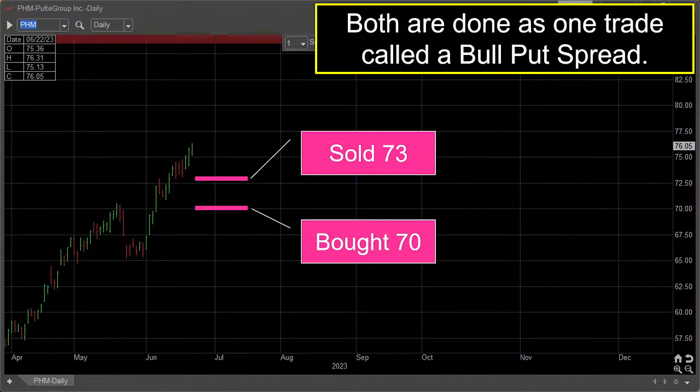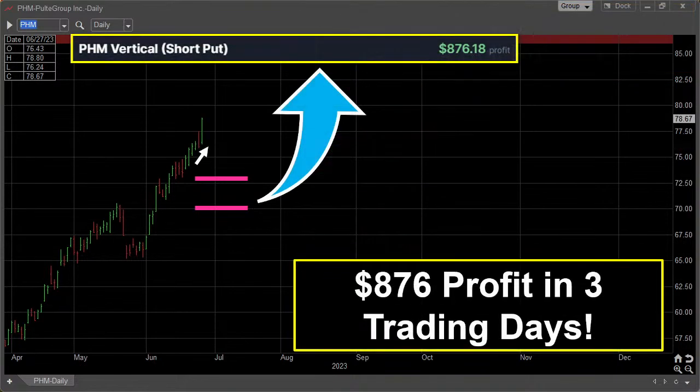Okay? Now, after only 3 days, the stock went up, and I made $876. That's it. The trade is over. It's done. Complete. I exit the trade. I made my potential profit. I walk away from the trade just like any other type of trade. We don't keep these till expiration. We get in with a profit plan, and we exit if it hits a certain loss, just like any other trade that you would do.